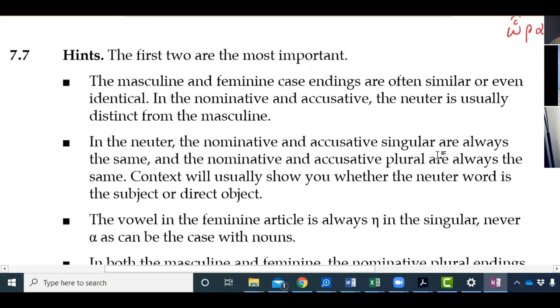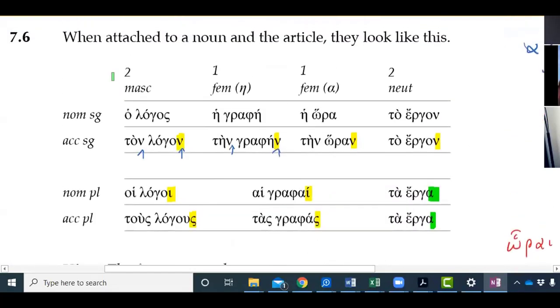Here's something else that's going to be a common theme as we learn these nouns. In the neuter, the nominative and accusative singular are the same as each other. The nominative and accusative plural are the same as each other. So take a look. Notice that in the masculine and feminine forms, their singular versus neuter endings are very different, right? Those are not the same case endings, but notice how in the neuter, these are identical to each other. Nominative singular, accusative singular, same form.